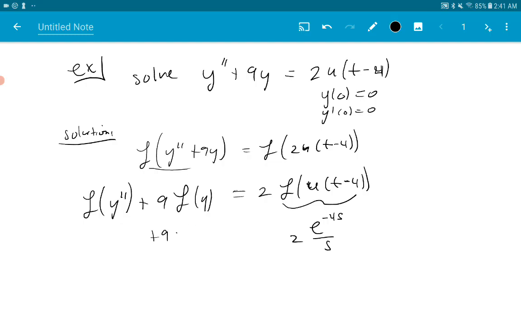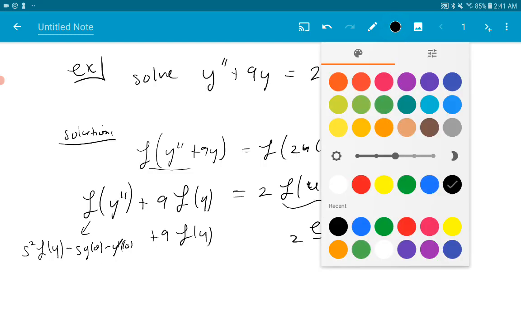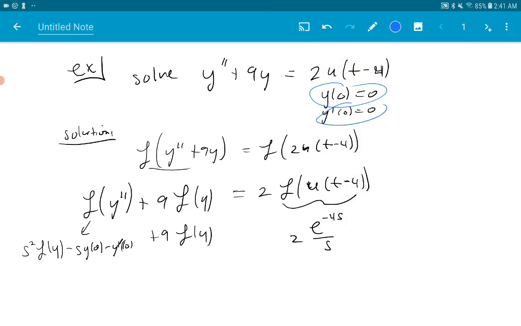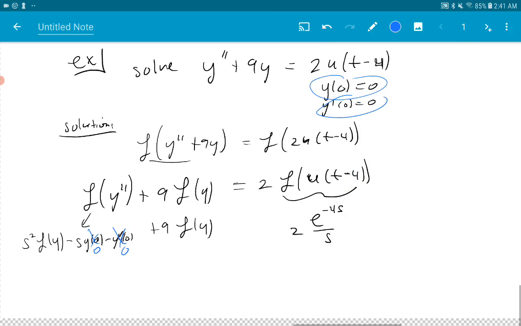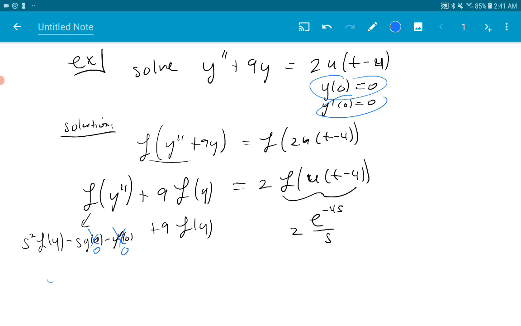All right, well, this is just plus 9 L of y. If you look up the table for L of y double prime, you'll get s squared L of y minus s y of 0 minus y prime of 0. That's what it'll be in the table. We developed that one a couple videos ago. Now, our initial conditions are both 0. So that means this is 0 and this is 0. That's kind of nice because then this whole thing simplifies to, I'll pull an L of y out and we'll have s squared plus 9 left over, right? S squared plus 9 equals 2e to the negative 4s over s.